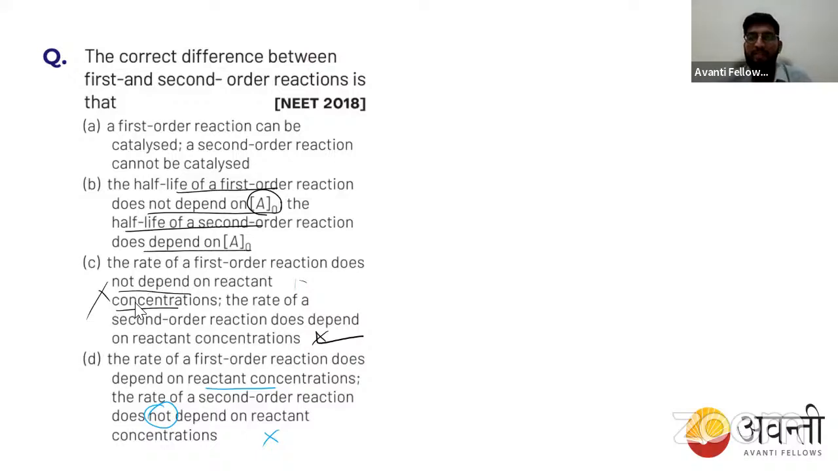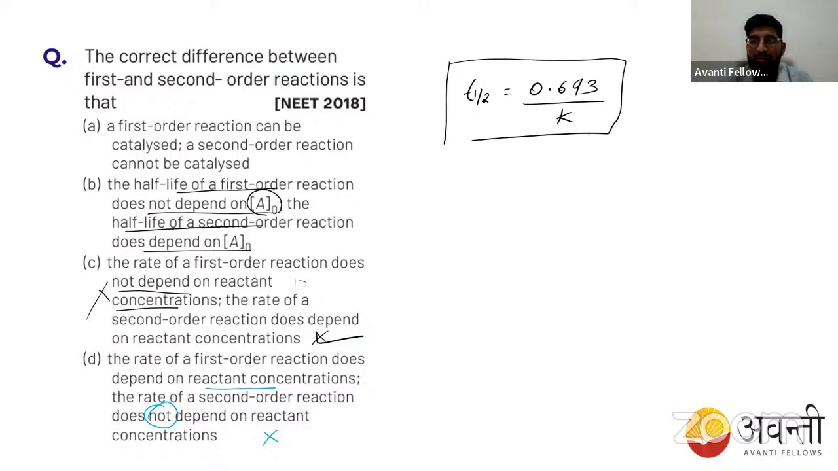So tell me the answer. Very good, genuine students. So let's discuss the answer. Krishna, what is the correct answer? I know that for a first order reaction, the half-life is equal to 0.693 upon K. In this, we cannot see any concentration term. So the half-life of this reaction does not depend upon the initial concentration of the reactant.